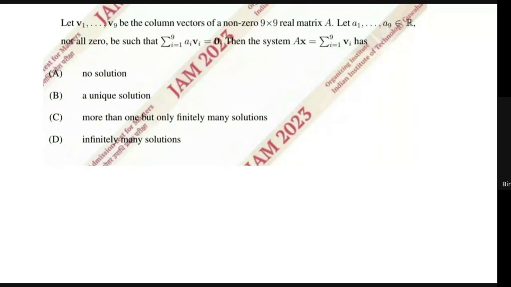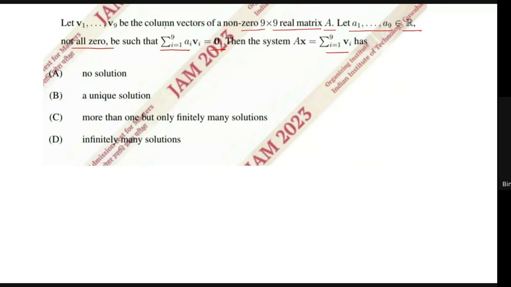The next question is: let v1, v2, ..., vn be the column vectors of a non-zero 9×9 real matrix A. Let a1, a2, ..., a9 belong to R, not all zero, such that summation i=1 to 9 of ai vi equals 0. Then the system Ax equals summation i=1 to 9 of vi has: no solution, unique solution, and the options are given.